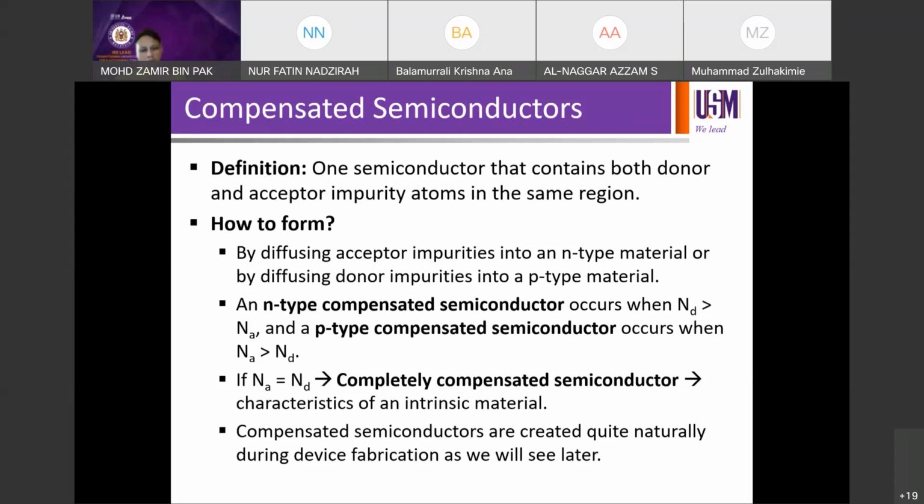Compensated semiconductors are created quite naturally during device fabrication, as we'll see later on. And I've also explained a trick if you don't have any intrinsic wafer to work on and you only have p-type wafers. To get intrinsic, you can compensate that semiconductor by incorporating the opposite dopant, by this concept. You can actually reverse the polarity to get back to intrinsic just by incorporating the opposite dopant into the lattice. It can be done. It's just that you have to incorporate gradually.